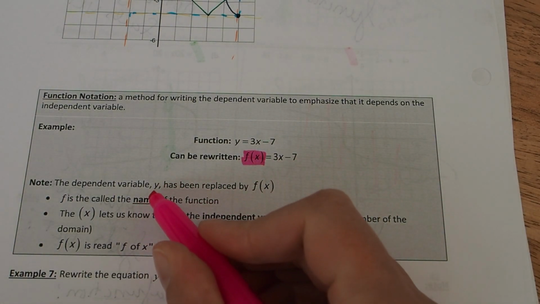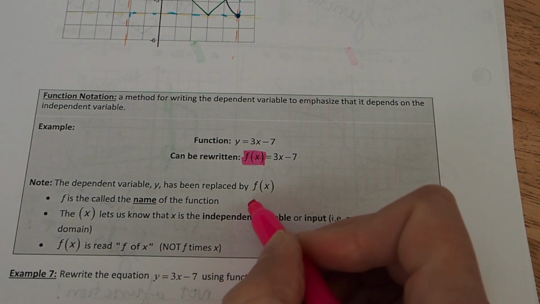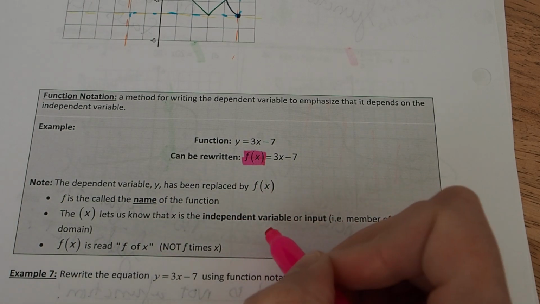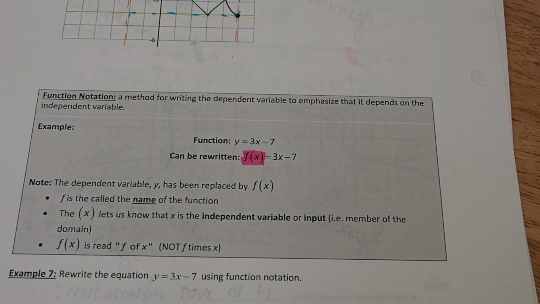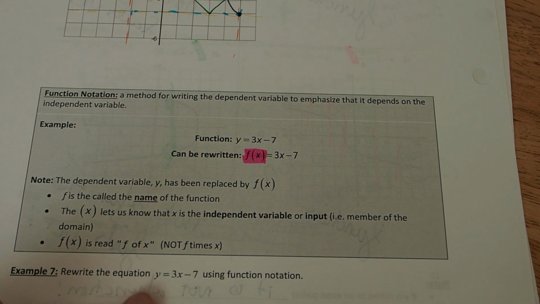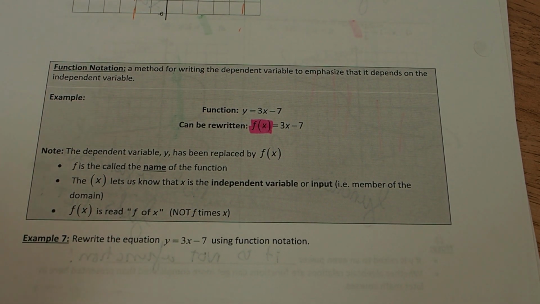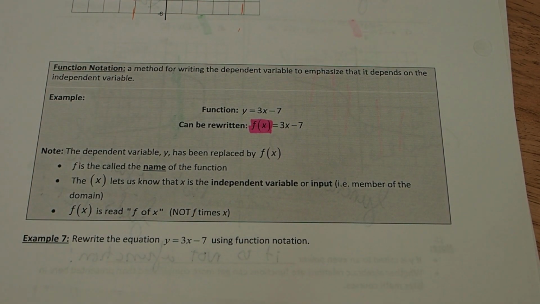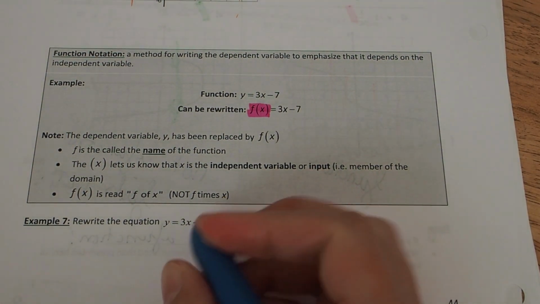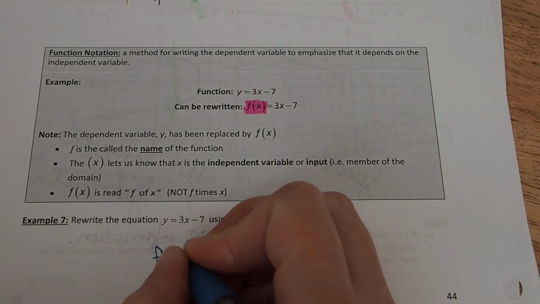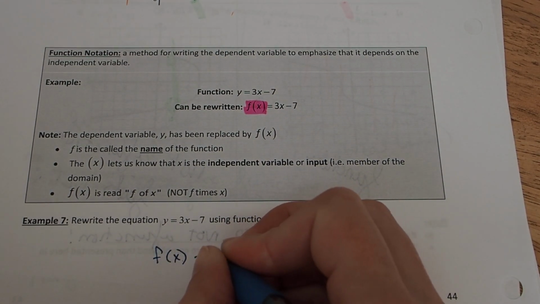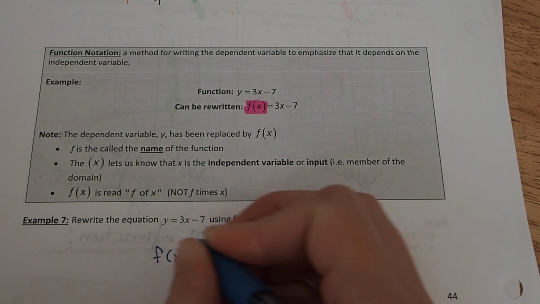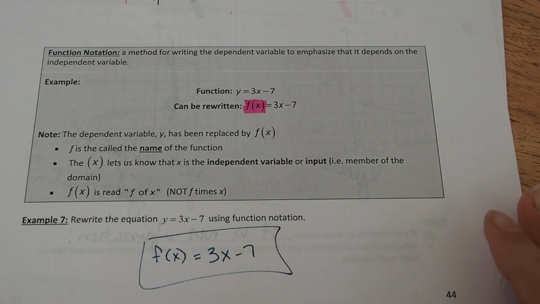So we just don't have the dependent variable anymore. We have instead f of x, the name of the function, and a statement about what the independent variable is. Okay, so I'm going to rewrite this function in function notation. Any equation that has y equals can be rewritten in function notation as f of x equals, and then the equation. Okay, that's now in function notation.